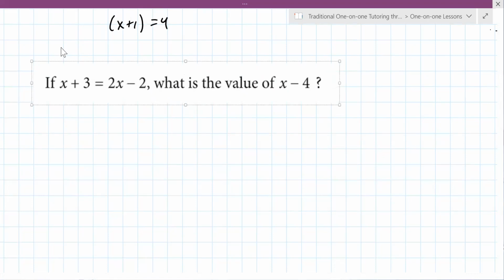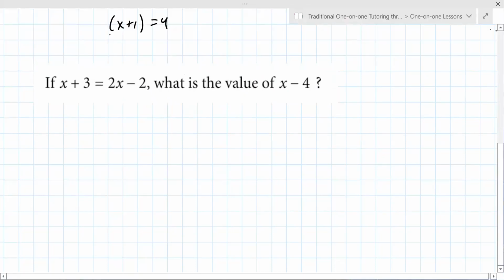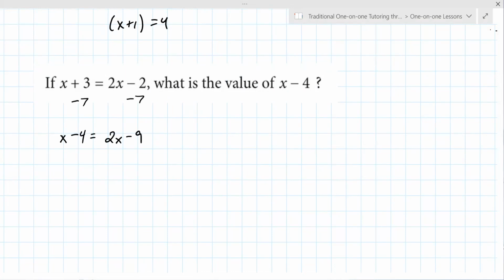Okay, so for this problem here, it says, what is the value of x minus 4? So do you see an x minus 4 in this problem? No. Now, you might think to do the following: if you subtract 7 from both sides, do you get x minus 4 on the left? Yeah. Okay, I'll snip in the answers now.